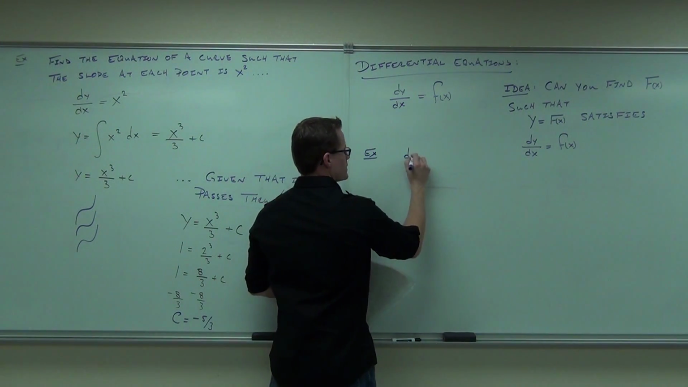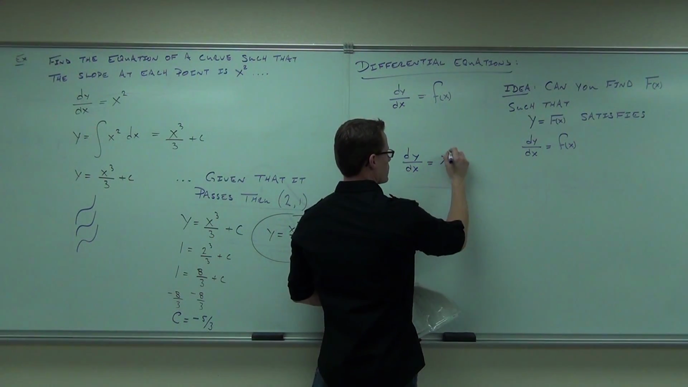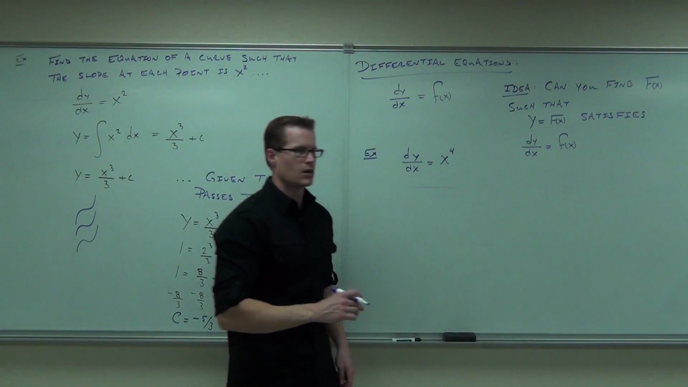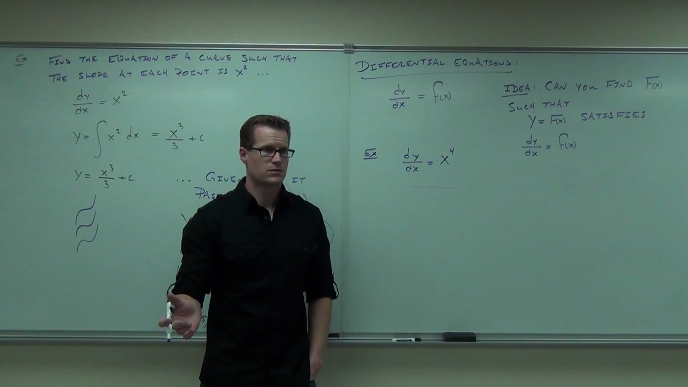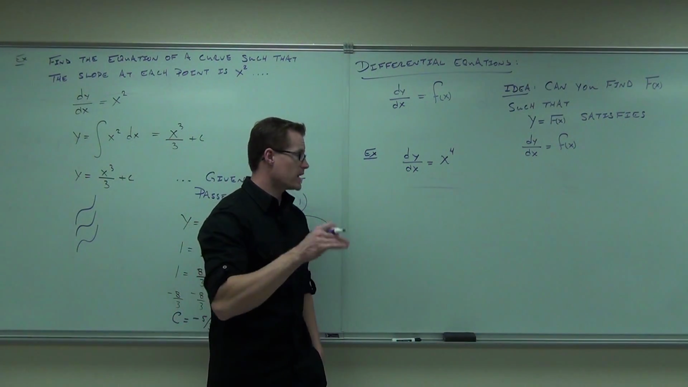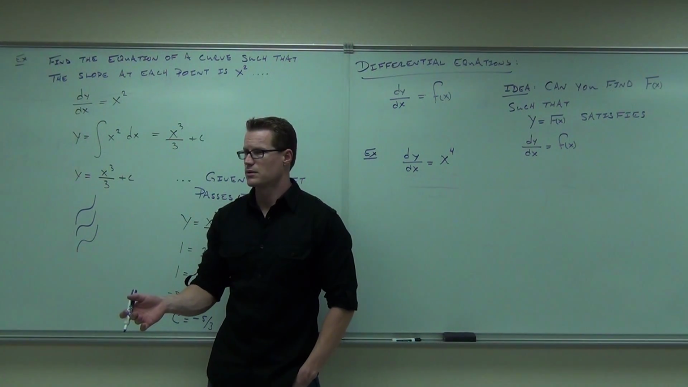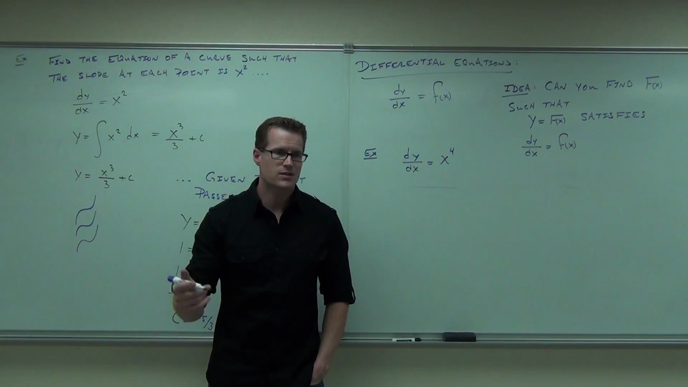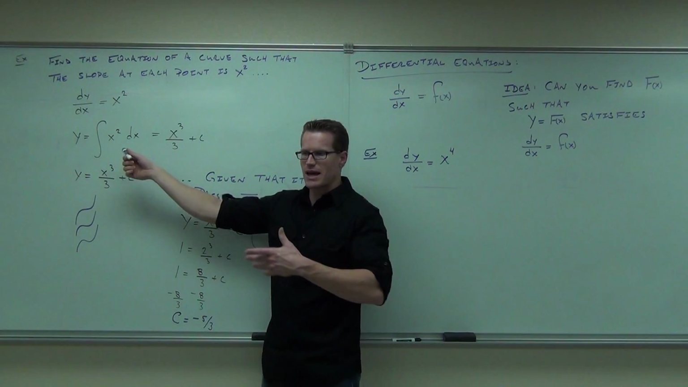Let's say that dy/dx equals x to the fourth. Can you tell me what y equals? If dy/dx equals x to the fourth, can you tell me what y equals? 1/5 x to the fifth. That's what it would be. It's the same question here. Do you see how it's the same question? It's interesting, isn't it? Same thing I asked you here.